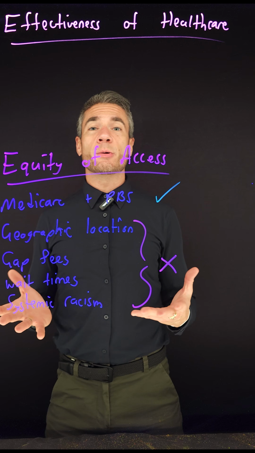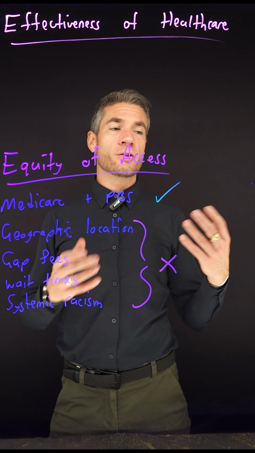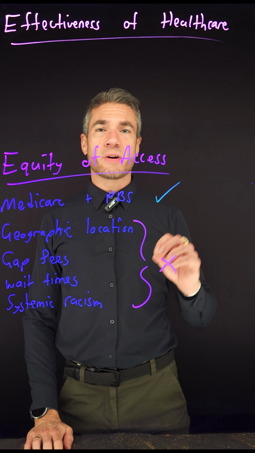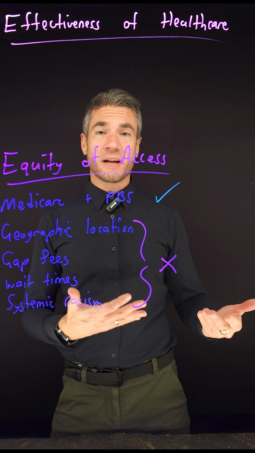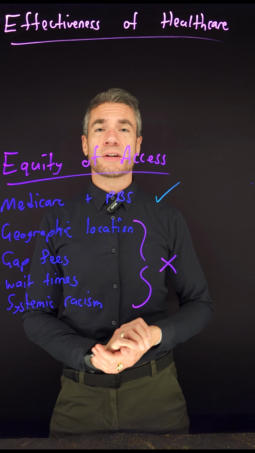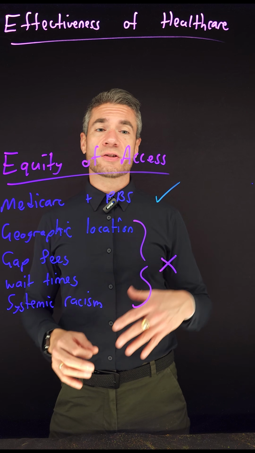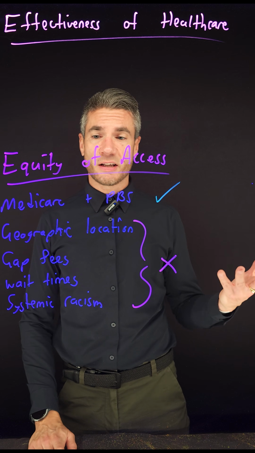So looking at equity of access to healthcare in Australia, we do have a pretty good system. It could be better. Medicare and PBS do an amazing job as to making sure that everyone can get public health in Australia, all right? Either through subsidising care, treatment, diagnosis, or also medications, etc.